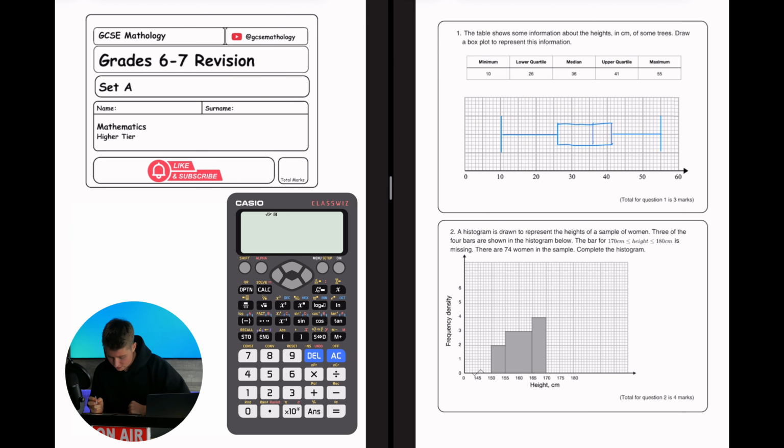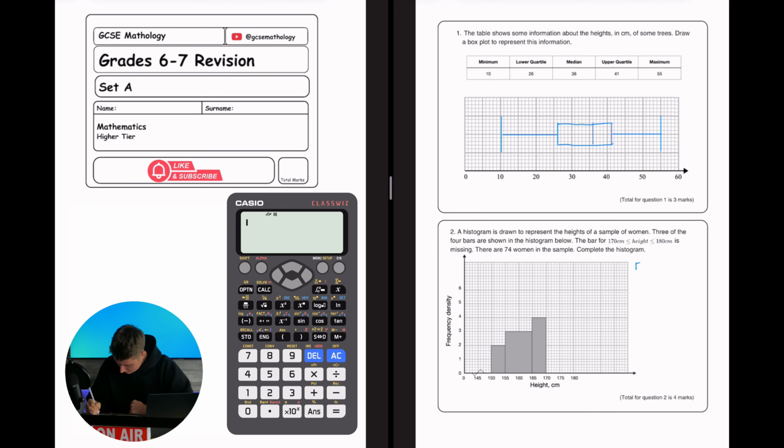Question 2 says a histogram is drawn to represent the heights of a sample of women. 3 of the 4 bars are drawn and shown in the histogram. The bar 4, where the height is greater than or equal to 170 centimetres, but also less than or equal to 180 centimetres, is missing. There are 74 women in the sample. We need to complete the histogram. So the first step is to calculate what these frequencies are.